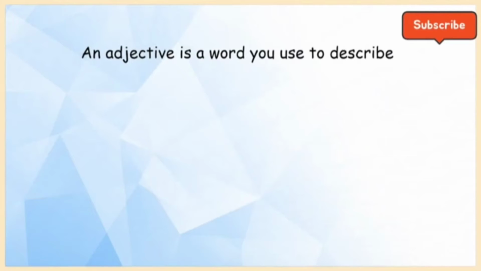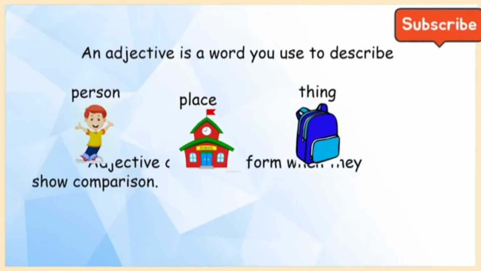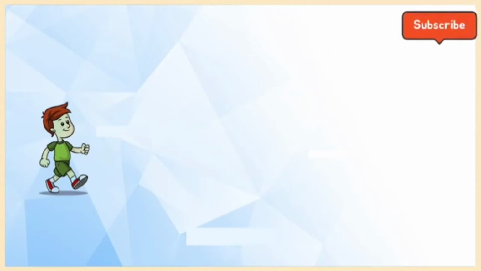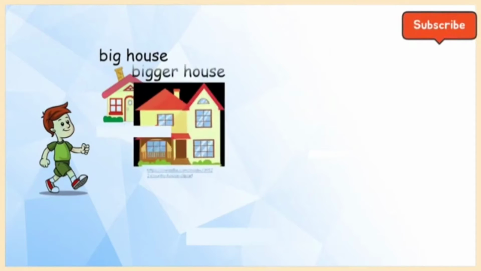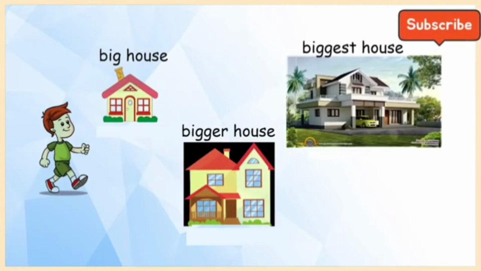An adjective is a word used to describe person, place, thing. Adjectives change in form when they show comparison. While walking in the village, Carl saw a big house. To the right, he saw a bigger house. To the left, he saw the biggest house in the village. In what house do you want to live? Is it in a big house, a bigger house, or the biggest house?